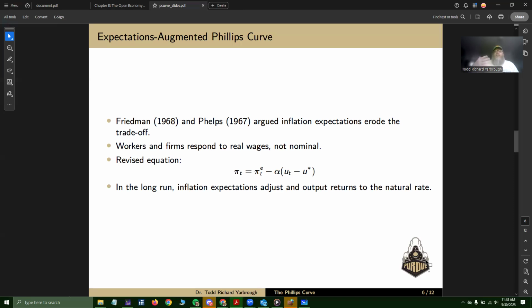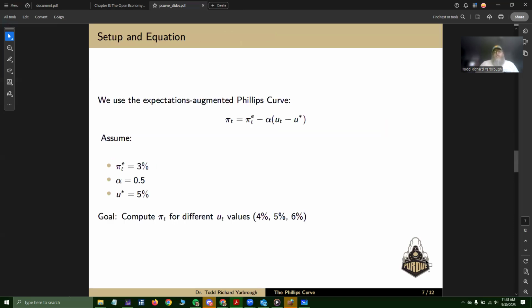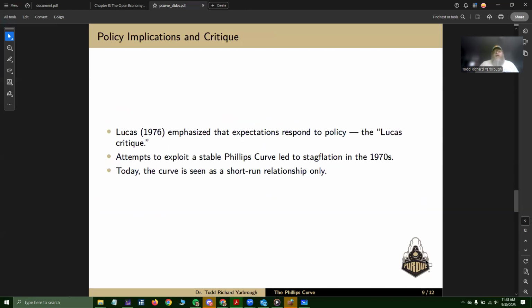So what Friedman and Phelps argued really gets crystallized in 1967 with the so-called Lucas critique that comes from Robert Lucas. Robert Lucas basically argues that the Friedman-Phelps argument, that expectations argument, is effectively true, and that when you estimate the data with this particular idea in mind, you find a much weaker relationship.